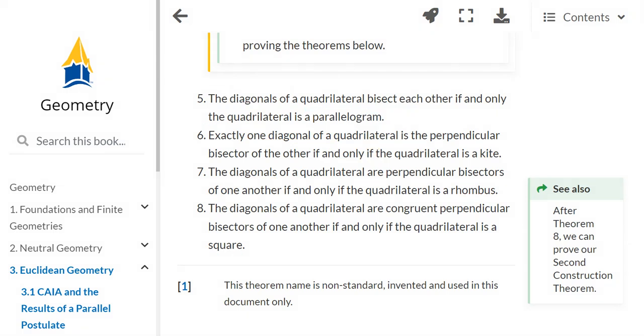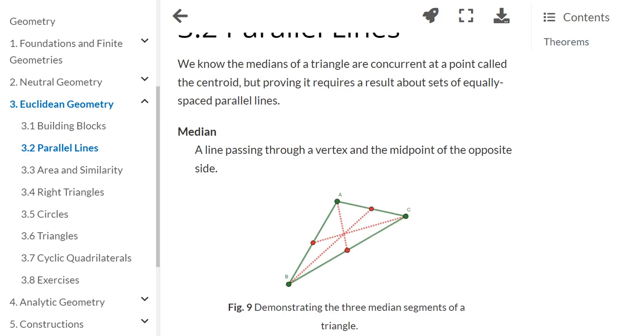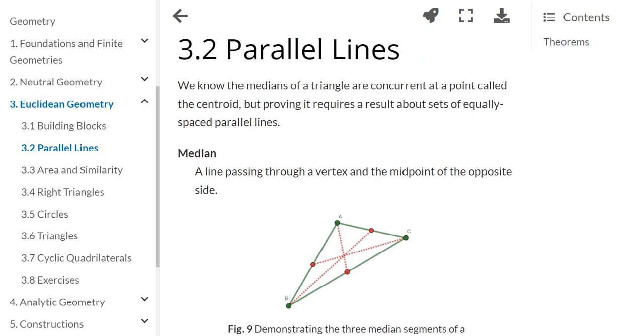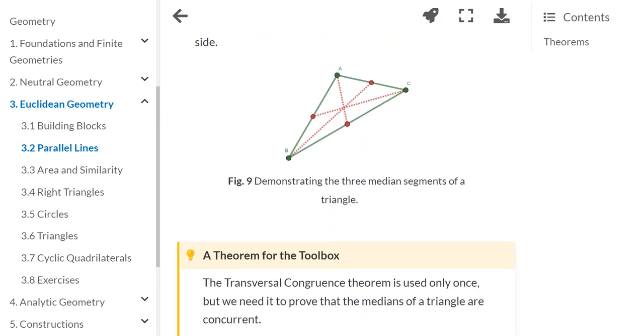Okay, and then the final thing I want to talk about is section 3.2. This is the parallel lines section, and this has a couple great theorems. This median concurrence theorem is an important one. That if I join the medians of a triangle, they do meet in a single point. It's not the easiest thing to prove, but it can be proven. And that's how we find the centroid. And we also have a couple of other triangle centers, the orthocenter. We've got the median concurrence.